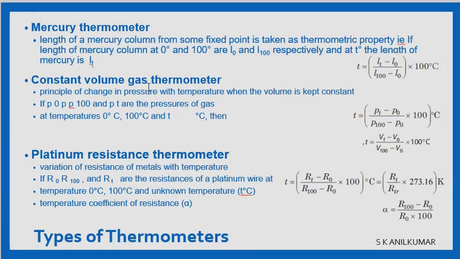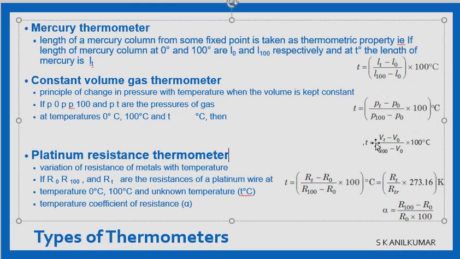So how does the constant volume gas thermometer work? T equals PT minus P0, that is pressure at temperature T minus pressure at temperature 0, divided by pressure at temperature 100 minus pressure at 0 degree centigrade. This is how the temperature is measured in a constant volume gas thermometer. Then it is volume VT minus V0 by V100 minus V0. Why? Because the constant volume gas thermometer works on the principle of change in pressure with temperature when volume is constant. So volume is constant. This is how we have the formula.